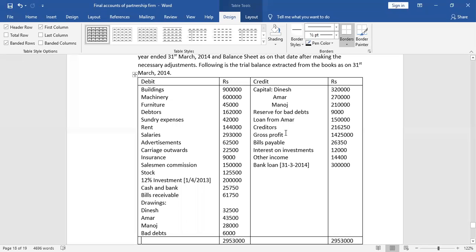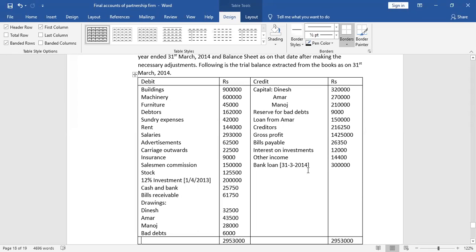So this will come in the P&L account. No need to prepare the trading account. Then bills payable, interest on investments. The investment is here, the interest is here. We have to see whether the full interest is received or anything is outstanding. Other income, and there is a bank loan which is given on 31st March 2014. That is the last day.